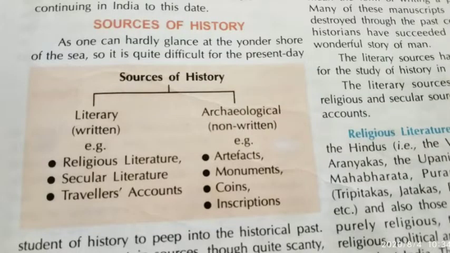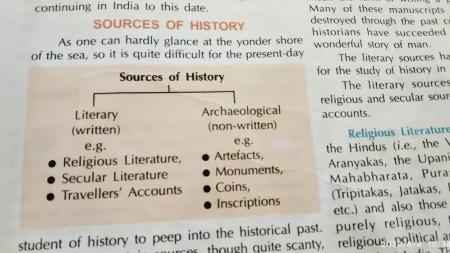Our next topic is sources of history. Sources of history are divided into two portions, that is literary sources and archaeological sources. Literary sources are written sources. Here we can see religious literature, secular literature, and travelers' accounts. And under archaeological sources, that is non-written sources, we can see artifacts, monuments, coins, and inscriptions. All the details regarding these points are given in the book, so read those by yourself. I'm going to explain in brief.